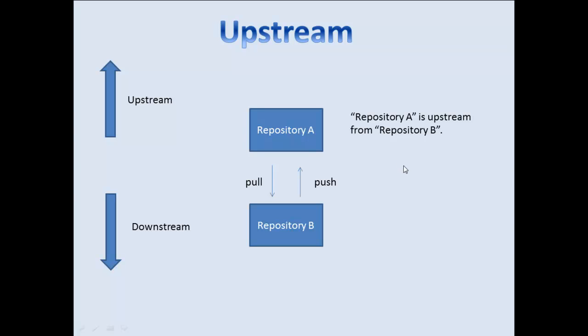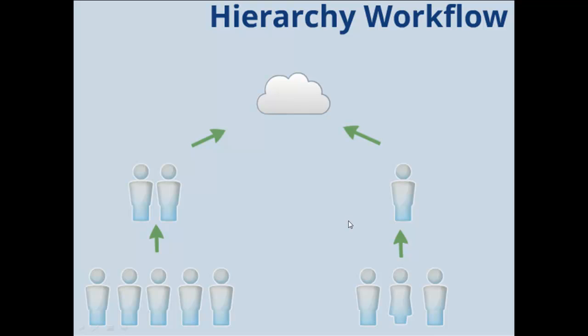Even though that's the case, we still sometimes like to think of repositories being positioned relative to one another. And so we've got upstream and downstream repositories. In this hierarchy structure, for instance, these leaders are downstream from the main repository, or these team members are downstream from the team leaders, and team leaders are upstream from the team members, and so on.